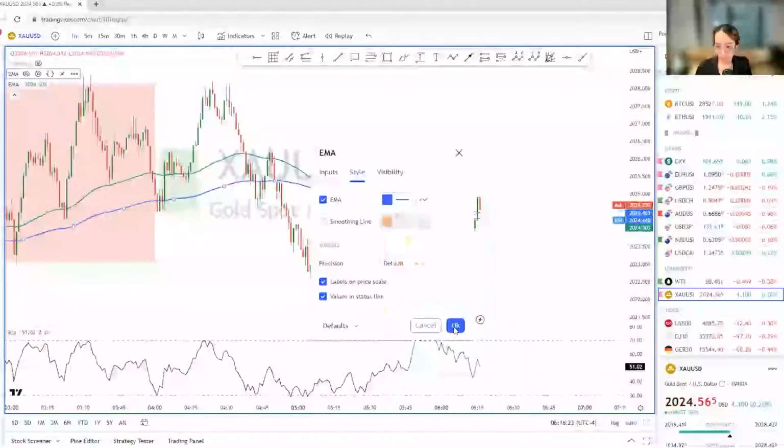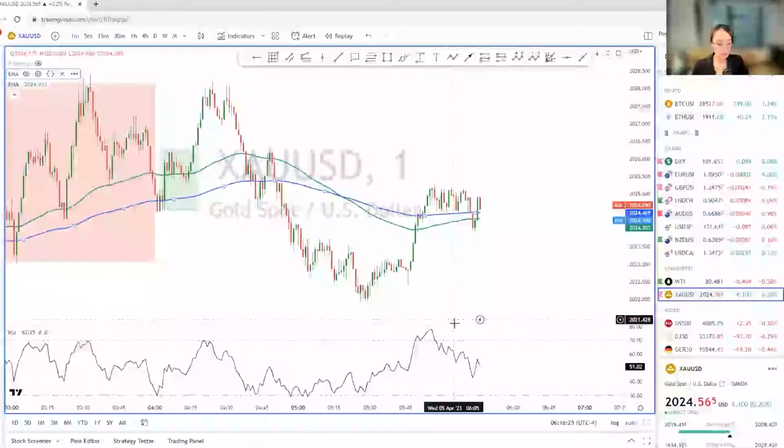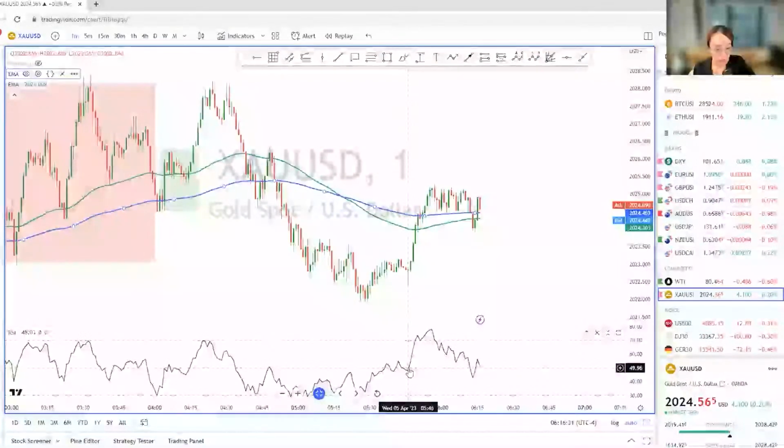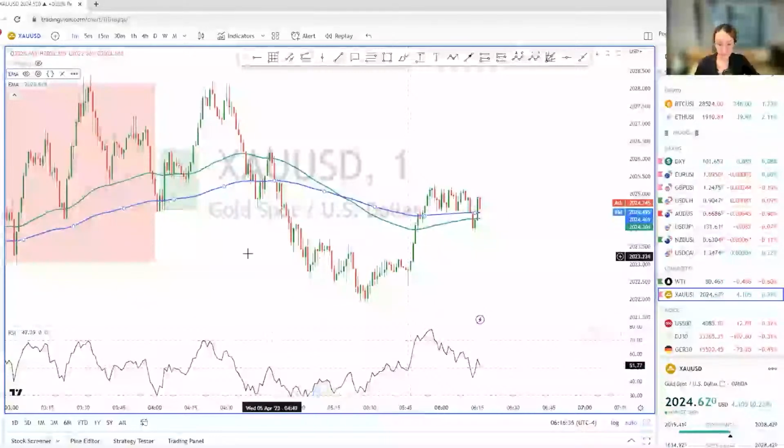Okay, usually I only use these two EMA. And then for my RSI, I only use it when I want to see divergence, bearish divergence or bullish divergence only.